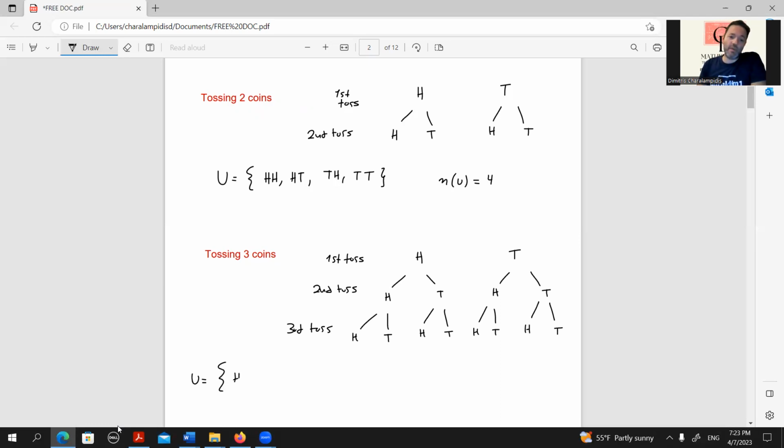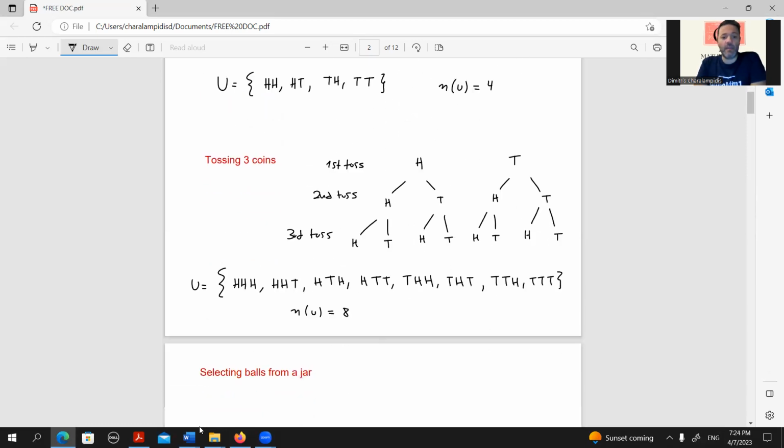So it could be heads, heads, heads, meaning that in all 3 tosses we ended up with heads. It could be heads, heads, tails; heads, tails, heads; heads, tails, tails; tails, heads, heads; tails, heads, tails; tails, tails, heads; and finally tails, tails, tails. So in this case, we would have a total of 8 different possible outcomes.